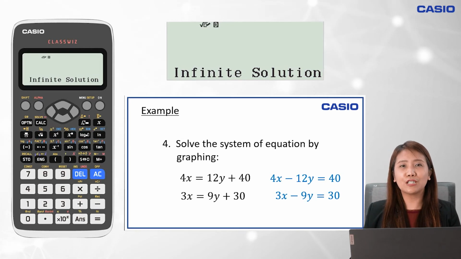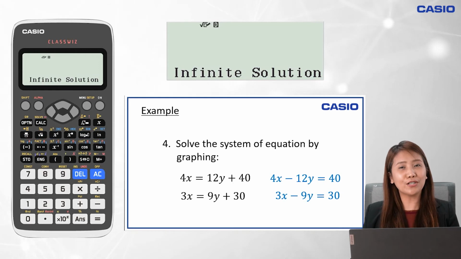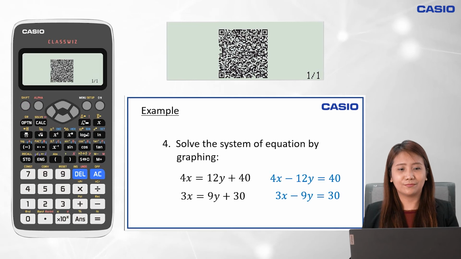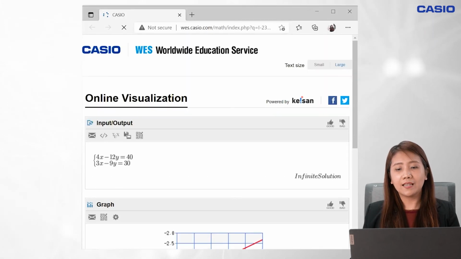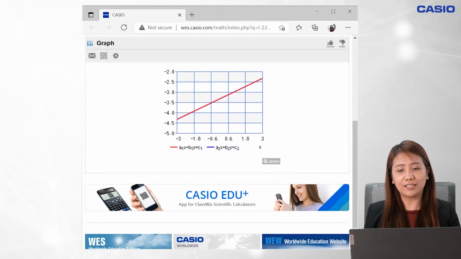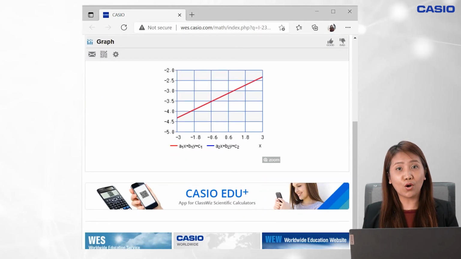For the students and teachers who have this CASIO emulator, to graph the system of equations, we press Shift Option. To view the graph of the system of linear equations, we click on the QR code. This will direct us to CASIO Edu Plus with a graph of the function. Make sure that you are online when you do this process of graphing.